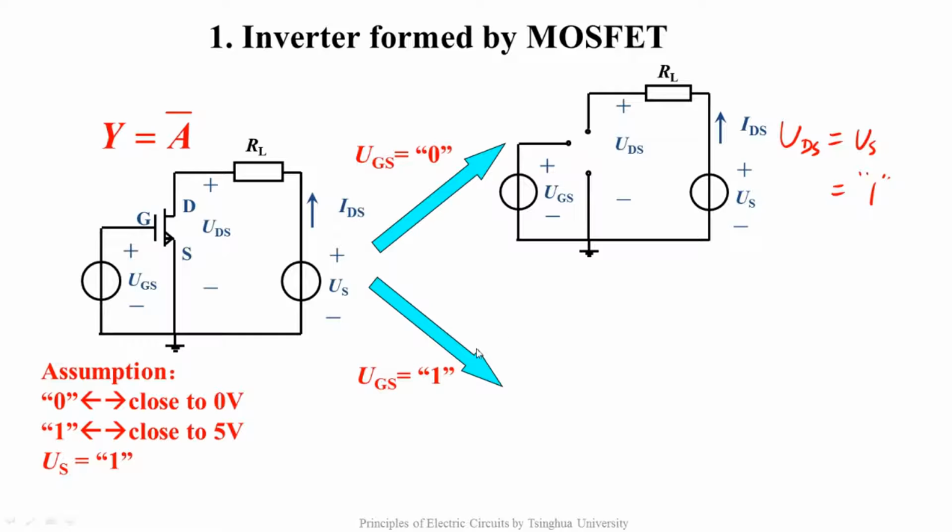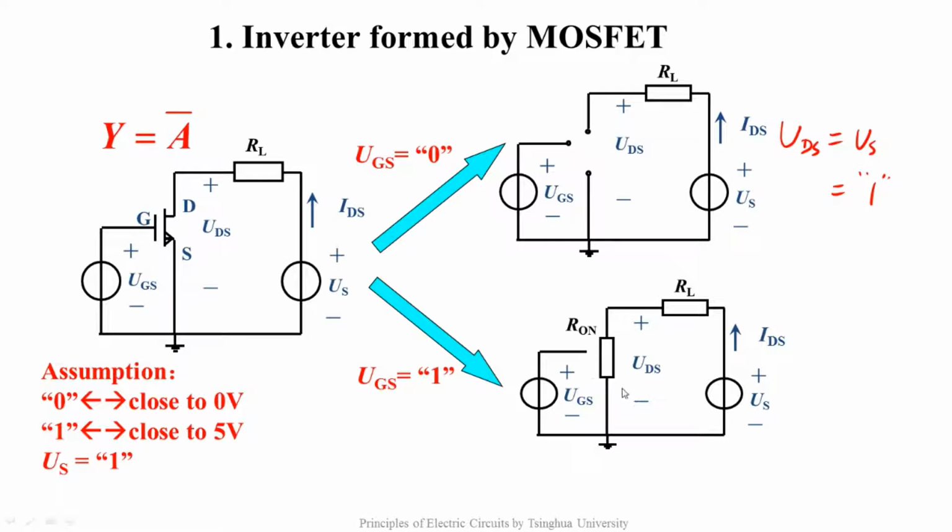Next, when the input signal UGS is logic 1, the MOSFET is turned on, and is equivalent to a resistor between the drain and source terminals. UDS in this condition is the divided voltage of US across R on in this loop. It equals R on over R on plus RL times US.